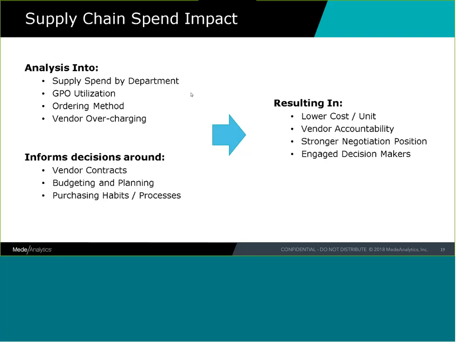meaningful impact on the decision making, where just looking at a high level number of saying our supply cost of the hospital is going up, it's hard to deal with that in a strategic way and know what that really means.